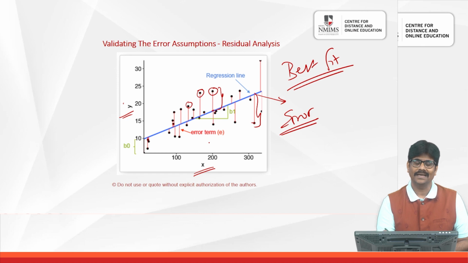Ideally, if all the points were situated on the regression line, that would be the best fit line, but usually there will be a difference. Overall, if the points are in and around the regression line, then we are doing a good job. So this is a simple understanding of the error term. With this understanding we will move forward.